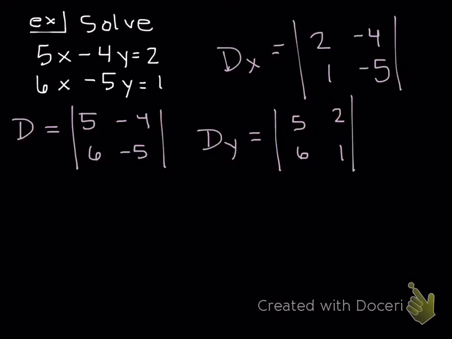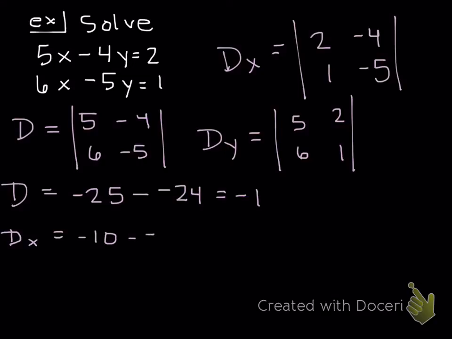Now we're going to calculate these 3 matrices. So my D matrix is negative 25 minus the negative 24. The double negative cancels out, which means I get negative 1. My DX matrix is negative 10 minus the negative 4, and I get negative 6. And my DY matrix, I have 5 minus 12, and we get a negative 7.